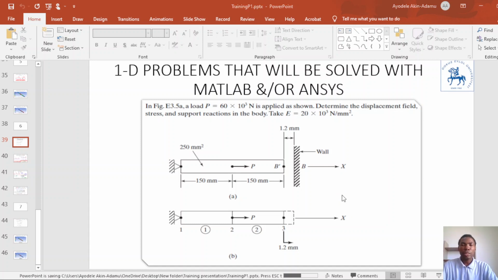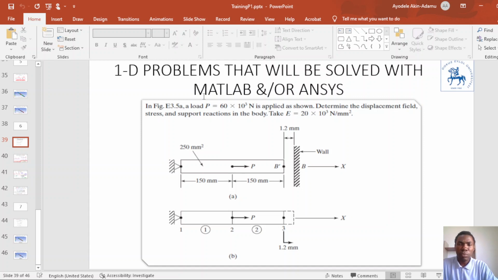Welcome to another lesson session on finite elements, on the application of finite element procedure for solving one-dimensional structural problems. In this lesson, I'm going to solve this one-dimensional structural problem. It is a problem that is different from what we have been solving up till now. In this problem, we have a gap between our structural body and the support. So I'm going to show you how we use finite element procedure to solve this type of problem.